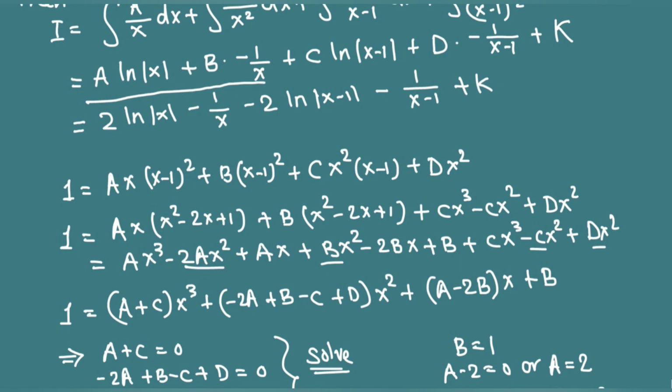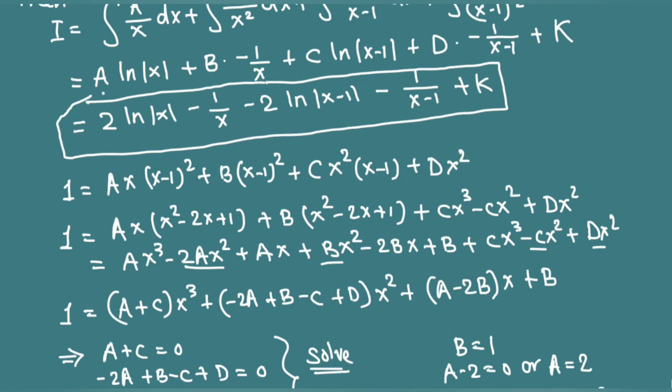We can combine these two natural log terms, but don't have to. If we combine them, it becomes natural log of x squared minus natural log of x minus 1 squared, and the difference of two natural logs is the natural log of the quotient, x squared over x minus 1 squared. So we could combine, but it's not necessary. This is it.